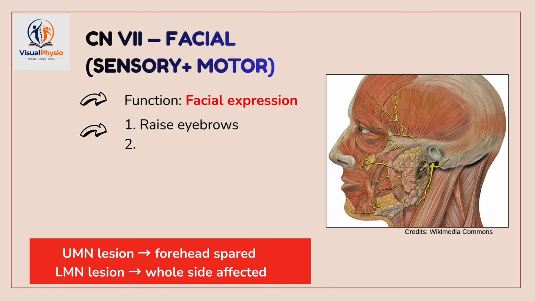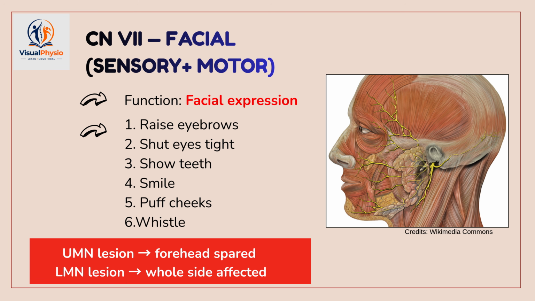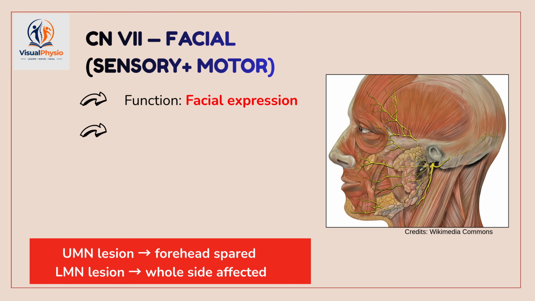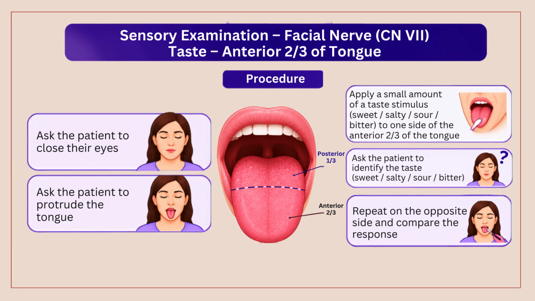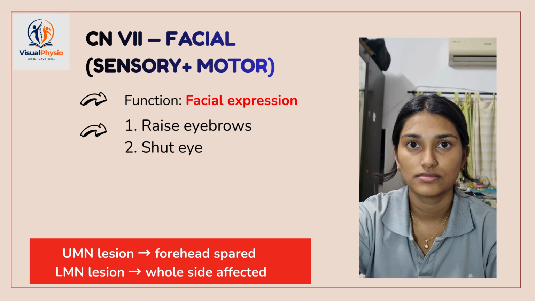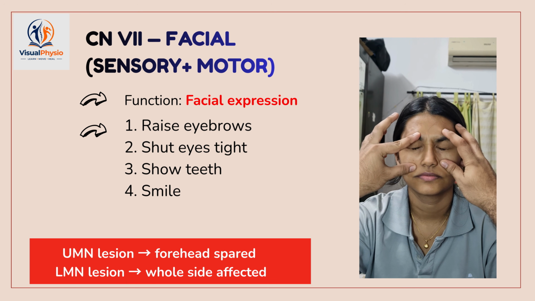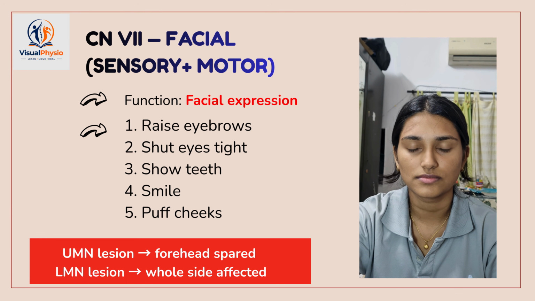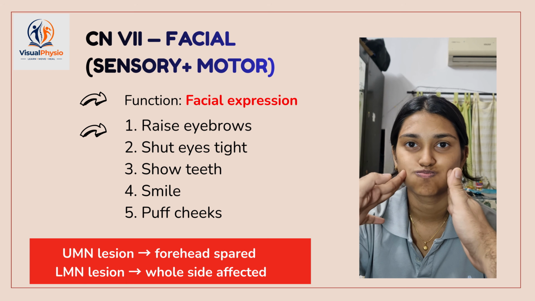Next is cranial nerve 7, the facial nerve. And this is one of the most important cranial nerves to examine clinically. The facial nerve controls the muscles of facial expression and also carries other functions, including taste from the anterior two-thirds of the tongue. For the motor examination, ask the patient to raise their eyebrows, close their eyes tightly, show their teeth, smile, and puff out their cheeks. As you perform these movements, look carefully for facial asymmetry.